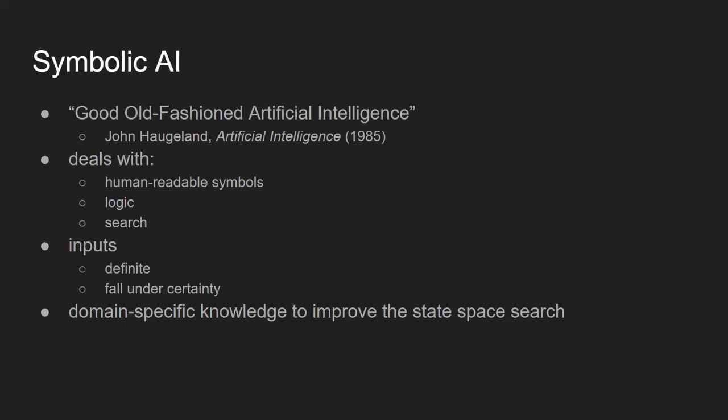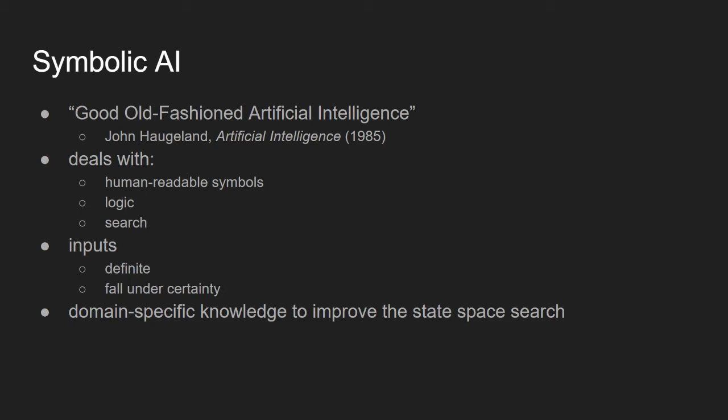Symbolic artificial intelligence, or good old-fashioned artificial intelligence, as coined by John Haugeland in his 1985 book, Artificial Intelligence, is a collection of methods in AI research that are based on problems dealing with human-readable symbols, logic, and search. Programs within this subdomain formulate outputs based on symbol-represented inputs. Such inputs under this approach are definite and fall under certainty.